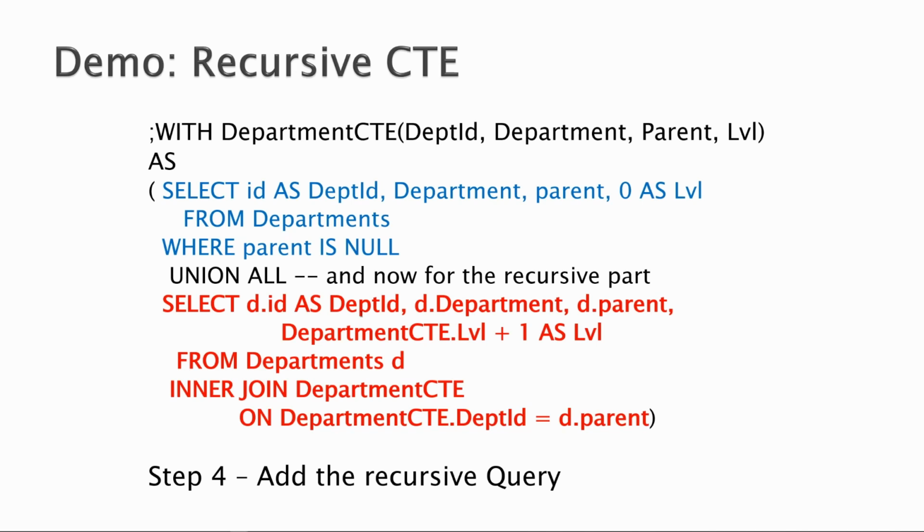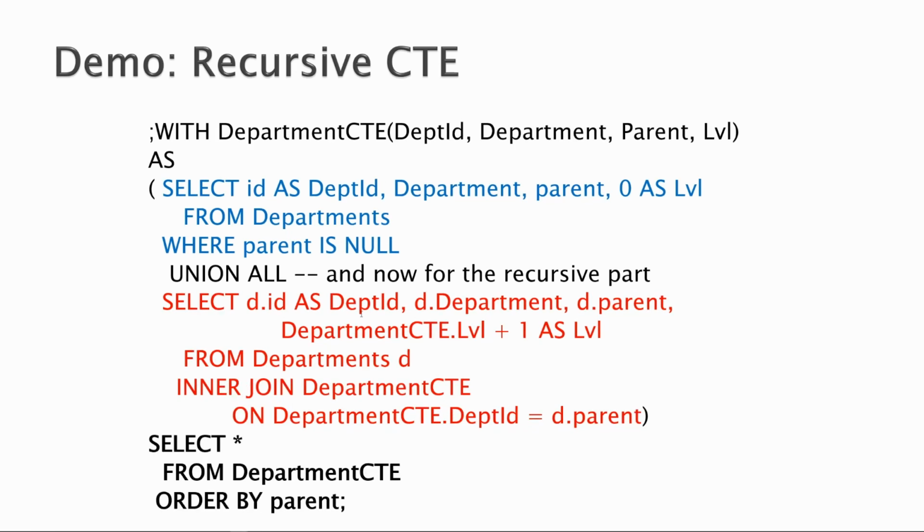And here the recursive query is shown in red, where we're saying select the department ID, department, and parent from departments, but we're joining back to the department CTE, which is the CTE we're building right now, and we're joining it on the department ID, which equals the parent in departments. And then we're grabbing the level from the department CTE and adding 1 to it. And that's how we're saying that first level of recursion will be 0 plus 1, or level 1. The second level will be 0 plus 1 plus 1, or level 2.